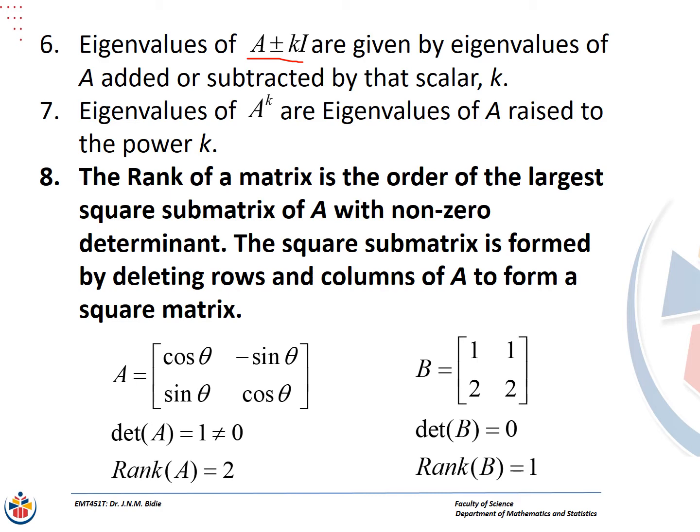Also, for the eigenvalues of A to the power k, all you need to do is raise the eigenvalues of A to the same power. So if 2 was one of the eigenvalues of matrix A, and you are asked to find the eigenvalue for A squared, the eigenvalue for A squared will be 2 squared. So you raise the eigenvalues of A to the same power, which is k.